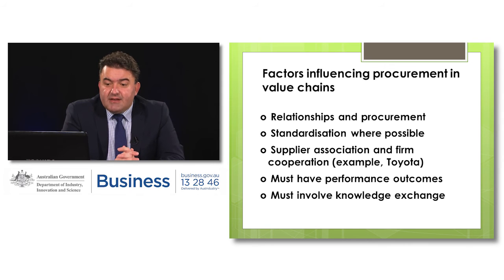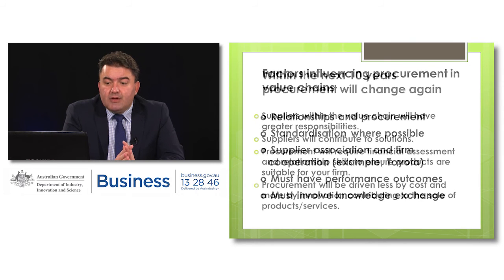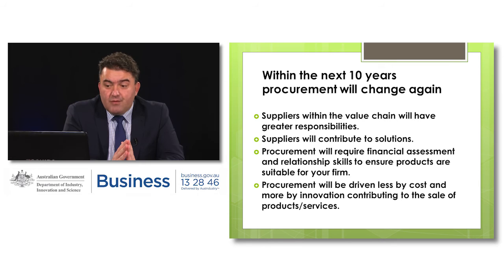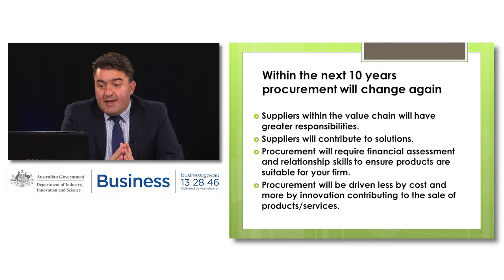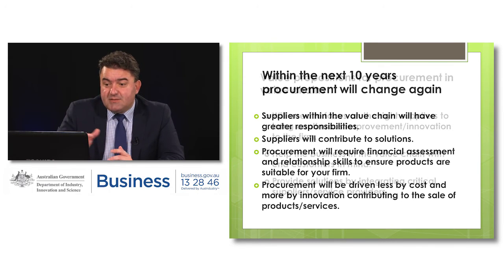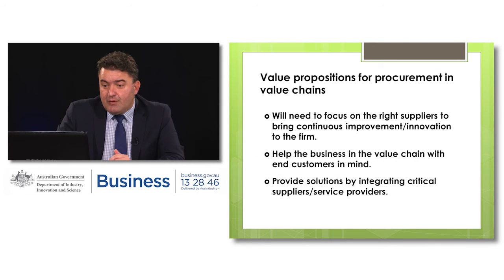Within the next 10 years, procurement will change significantly, where firms will adopt strategic management processes, where supplier firms will help your business organise, design, execute, process, outsource, innovate, and help manage your own costs within your own firms. There'll be various ways in which that can happen. As explained by the slide there, there are four aspects we can look at.